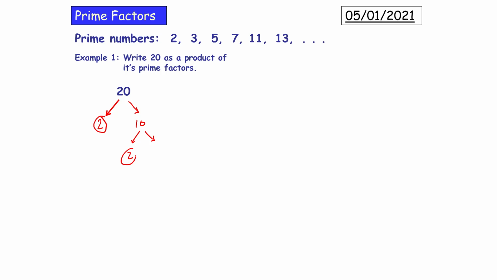2 does go into 10. How many times? 5 times. 5 is also prime, so I can circle that. So I can say 20 is equal to 2 times 2 times 5. Now I know 2 times 2 is 2 squared times 5, and 4 times 5 is 20. So they're all prime numbers, and that's the objective. Write the number as a product of prime numbers. Good. Let's try another one.